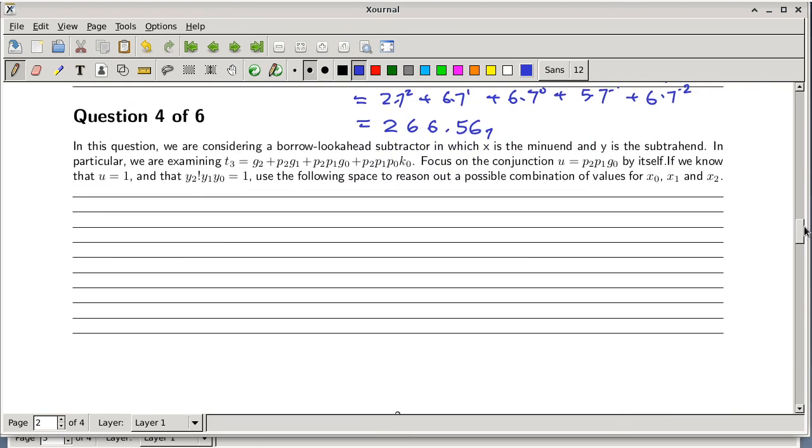Okay, question number 4. In this question, we are considering a borrowed look-ahead subtractor in which x is the minuend and y is the subtrahend. Quick reminder, in the test, I will not answer any question like, what is the minuend? What is the subtrahend? Okay, I will not answer those questions. I will not answer questions about what is an exclusive OR. I will not answer questions about what is a mod or what is a mod operator. Anything that is described in the notes, I will not answer. Okay, or what is a floor? What is this symbol doing? Or what is a floor function? I will not answer those questions.